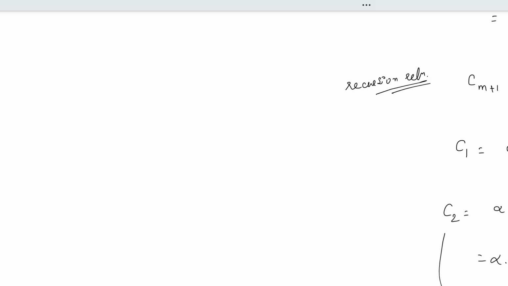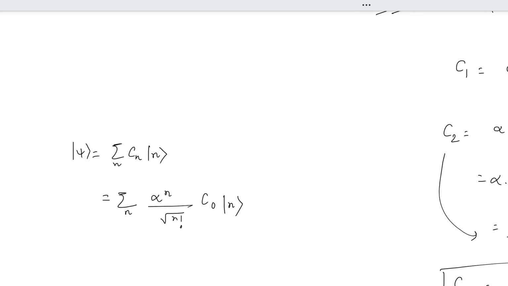So basically now you can write down what psi ket is. So psi ket is equal to the sum of Cn n ket, with n from 0 to infinity. I am not writing it down every time, but it basically means the sum from n equals 0 to infinity. Now this is alpha to the power of n over root of n factorial, C0, n ket, right? So then this is equal to C0 times the sum over n of alpha to the power n over root of n factorial, n ket.